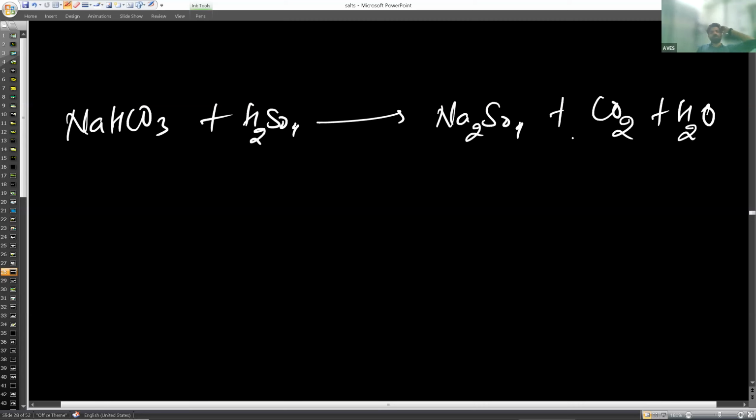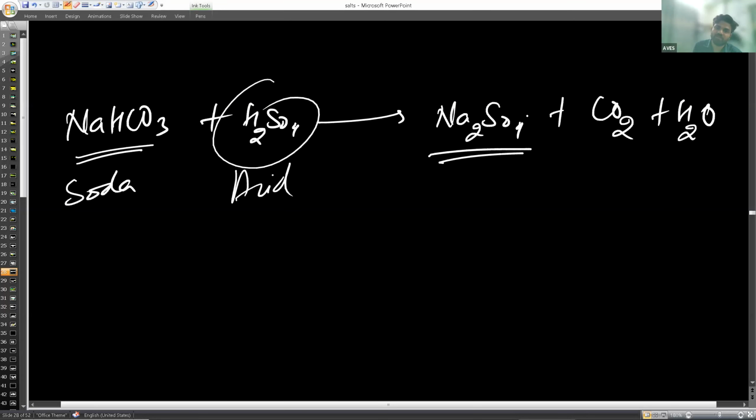So this is called sodium sulfate. You understand? Yes. And this is sodium hydrogen carbonate. Sodium hydrogen carbonate when it reacts with sulfuric acid. So this is soda, means baking soda, and this is acid, and they produce carbon dioxide.